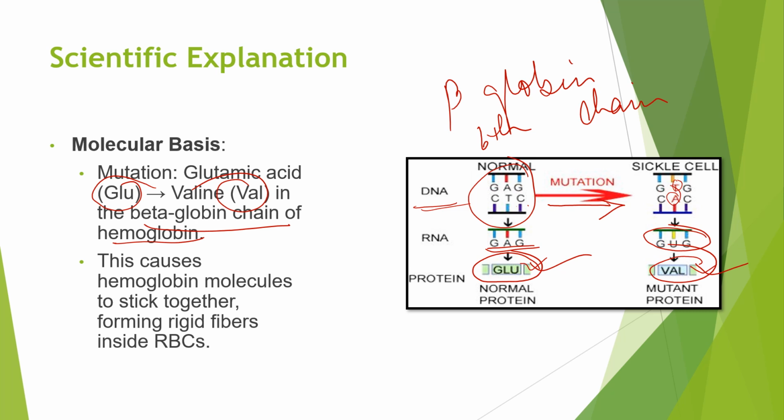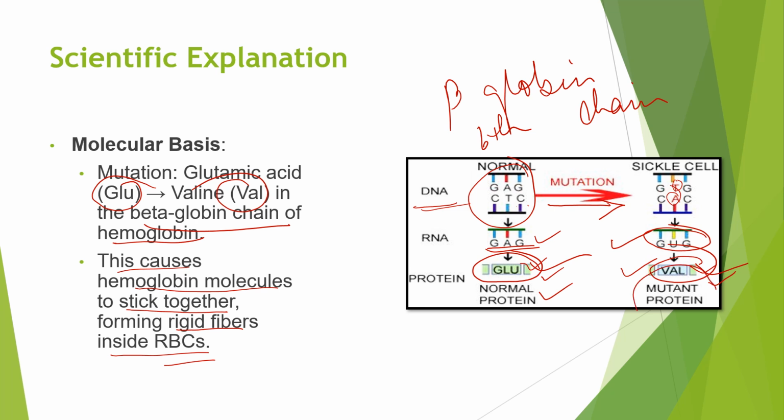Now here we will see that GAG is substituted by GUG. So this glutamic acid has been replaced by valine, and this is the normal one. This is the mutant protein. This causes hemoglobin molecules to stick together, forming rigid fibers inside the RBC, and they change their shape to sickle cell. So the mutant hemoglobin, what will it do?